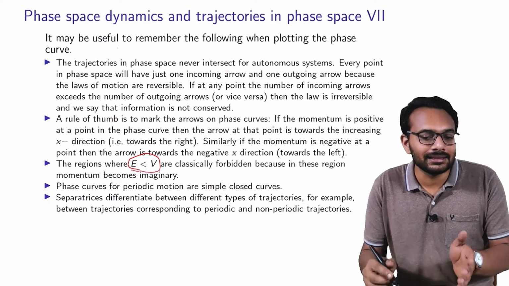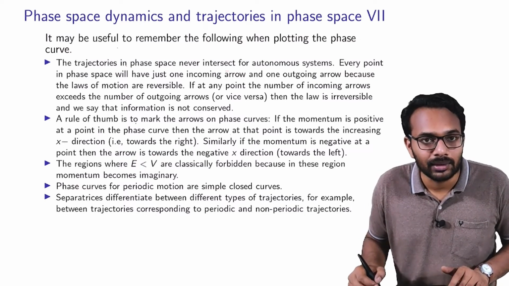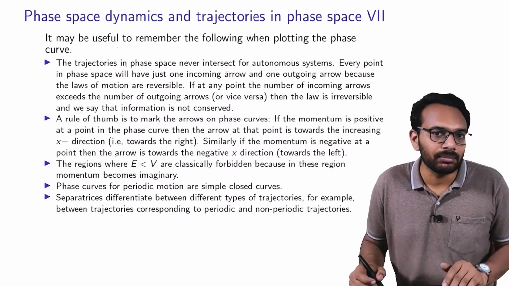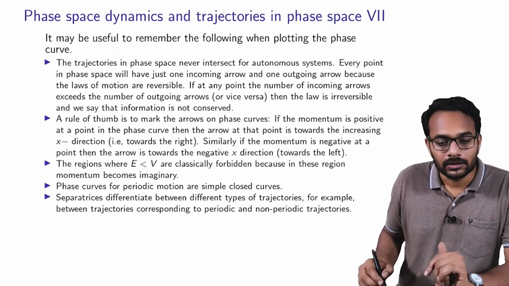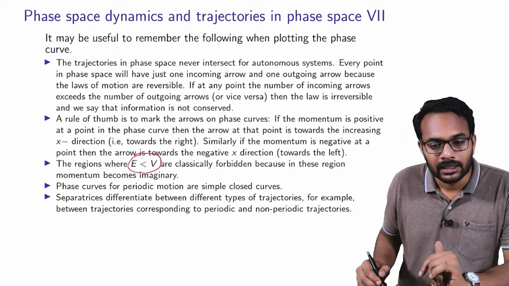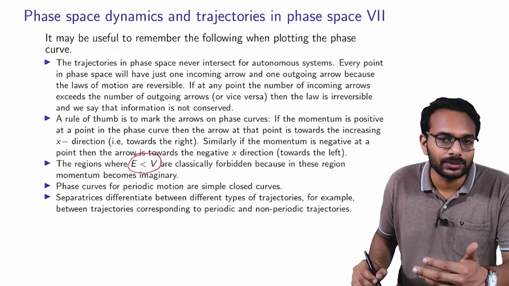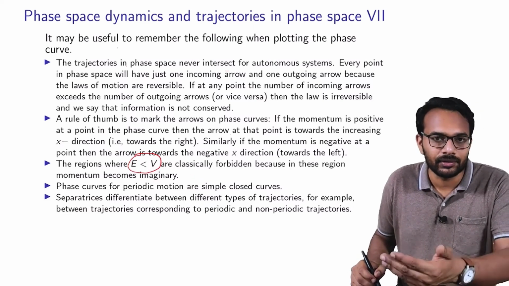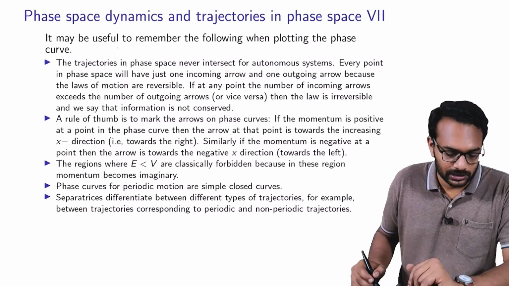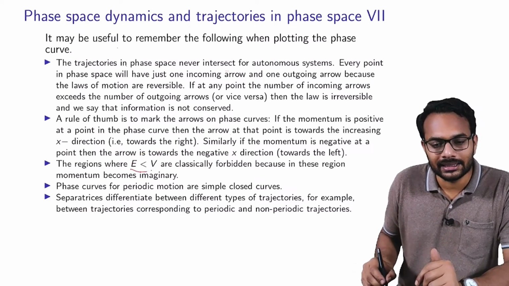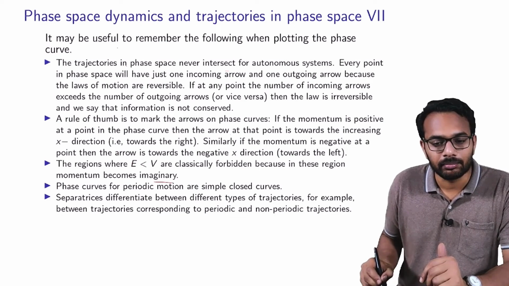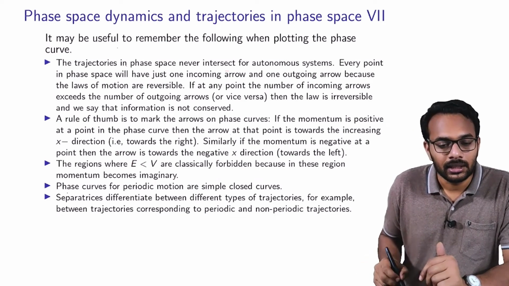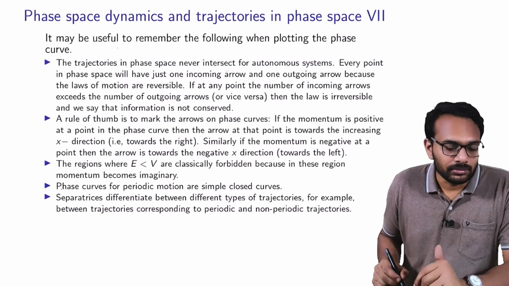Because in these regions you will see that the kinetic energy can become negative, which means that the velocity is imaginary, and such a thing does not exist in classical mechanics. So the regions where E is less than V are classically forbidden, and it's very easy to see which regions those are. We'll see in some of the plots. In these regions momentum, or velocity, becomes imaginary.